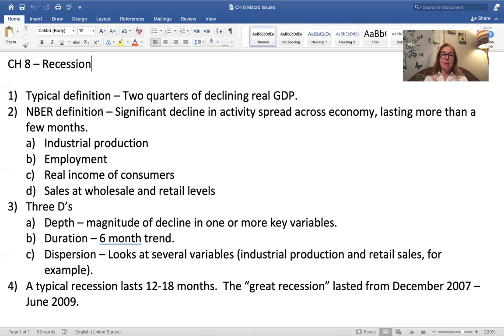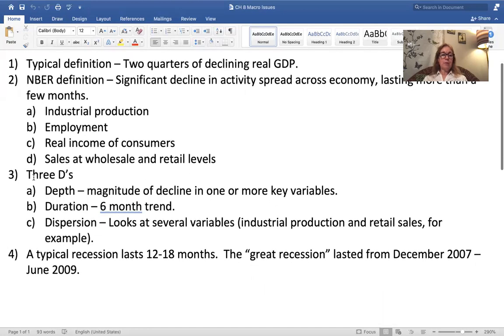The academic definition, or the National Bureau of Economic Research, NBER definition, is this: a significant decline in activity spread across the economy lasting more than a few months. So what is a significant decline in activity spread across the economy? Well, they look at industrial production, employment, the unemployment rate, the real income of consumers, and sales at the wholesale and the retail levels.